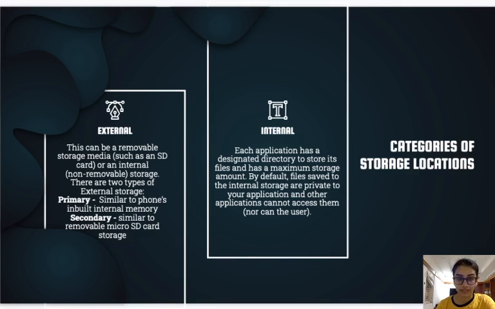Now, as we all are aware, there are two types of storage in Android: external and internal. Every Android compatible device stores a shared external storage. This can be internal non-removable storage, also called the primary external storage, or a removable storage media such as an SD card, also called the secondary external storage. By default, files stored to the internal storage are private to that application, and other applications, even the user, cannot access it. However, these privileges can be changed, and let's talk about that now.